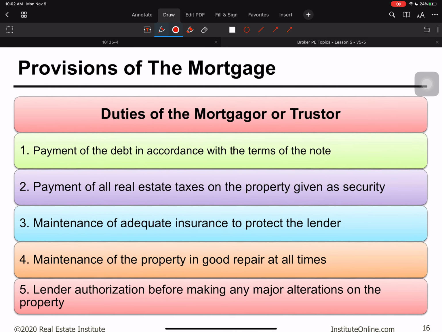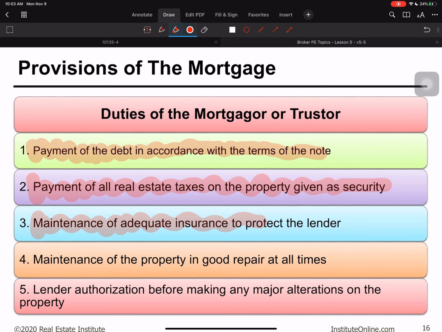So duties of the mortgagor. We have to make sure that the payment of the debt is in accordance with the terms of the note. Payment of all real estate taxes on the property given as security, so we always have to pay taxes. Maintenance of adequate insurance to protect the lender, so the property always has to be insured. Maintenance of the property in good repair at all times, so making sure that always happens.